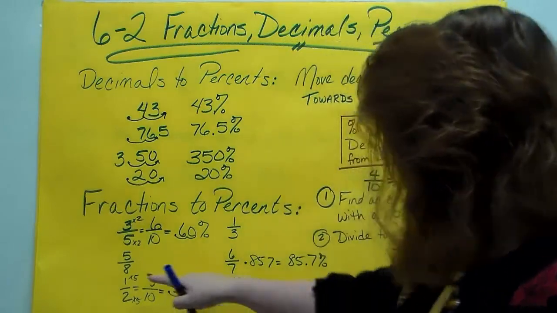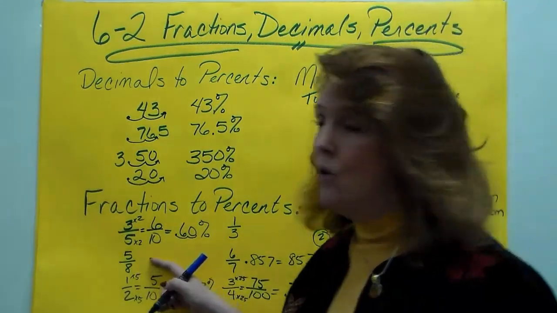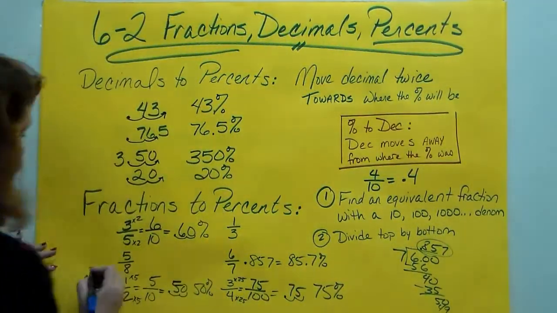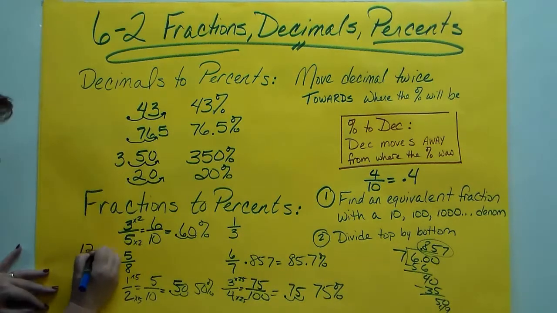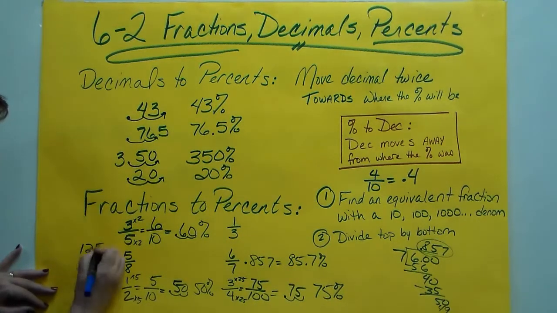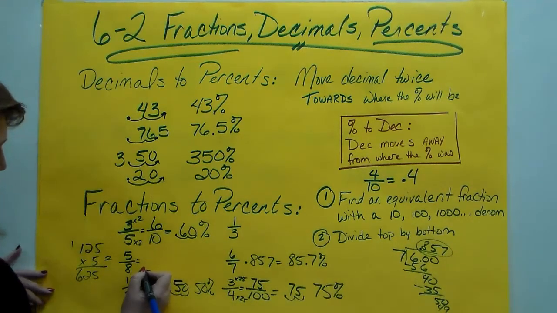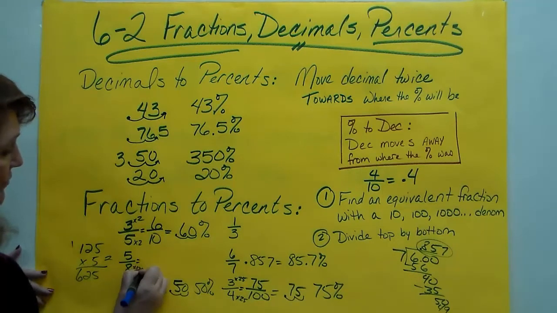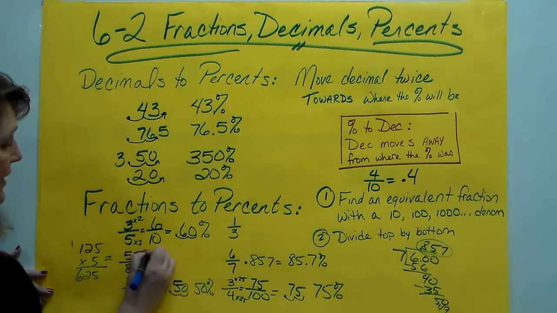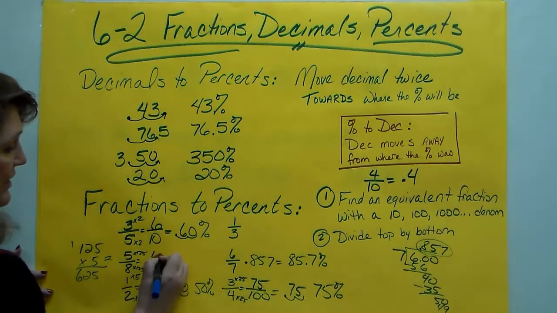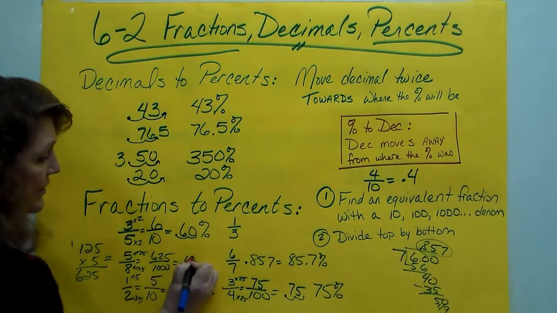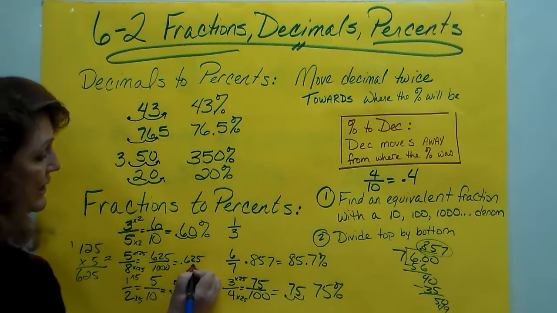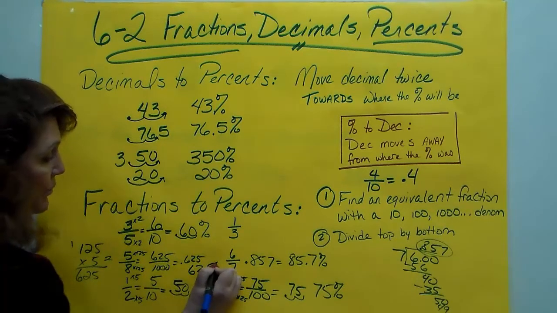Now, you can do that with 8s too, or you can multiply the top and the bottom by 125. 5/8, 125 times 5, 625, times 125, times 125, and you get 625 over 1,000, which is 0.625, which is 62.5%.